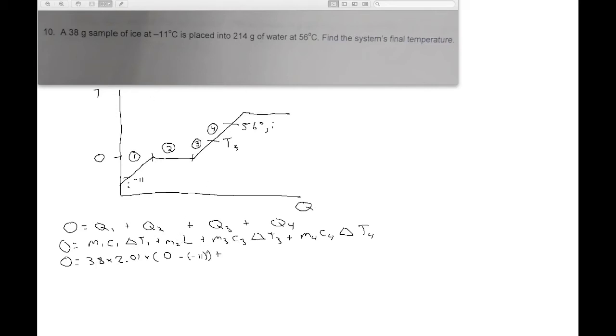M2, this is still the sample that started as ice, so that's still 38. And then we need to look up the heat of fusion for ice. From the tables that we were using before, we saw that the heat of fusion was positive 334. Be sure to put in that positive sign because we're moving to the right, so we're gaining heat.